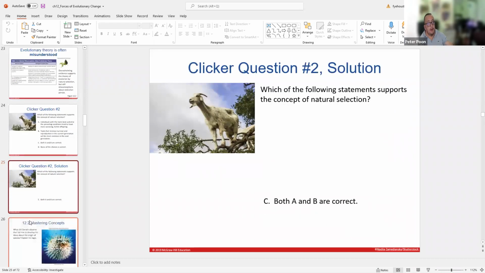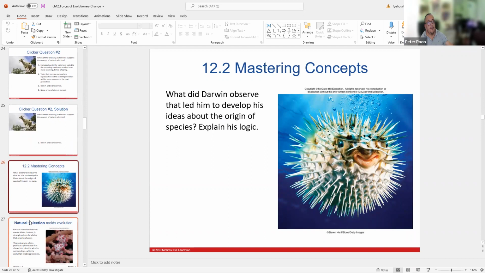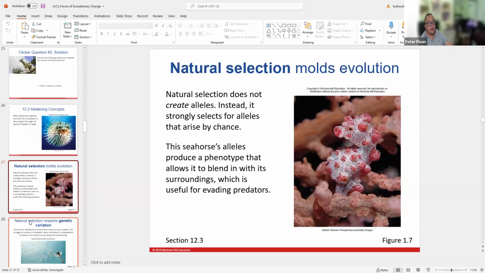So, clip number 2. A and B are both correct. Natural selection does not create alleles. Instead, it strongly selects for alleles that arise by chance. So the seahorse's alleles produce a phenotype that allows it to blend with its environment, which is useful for evading predators. This seahorse is alive because it looks like its environment, not because its environment looks like it.